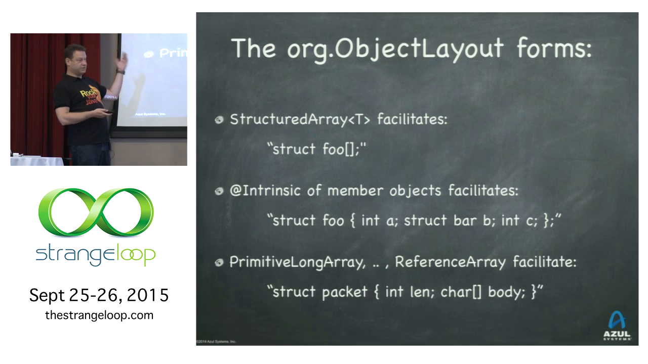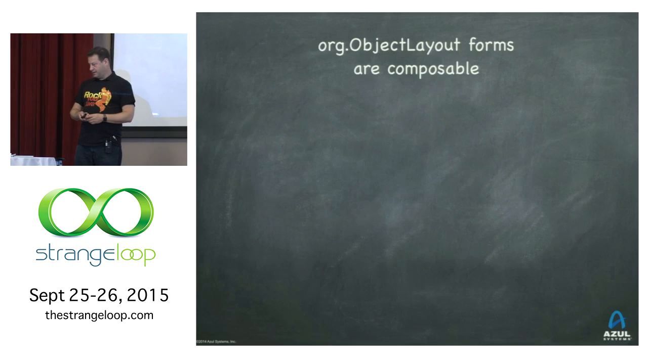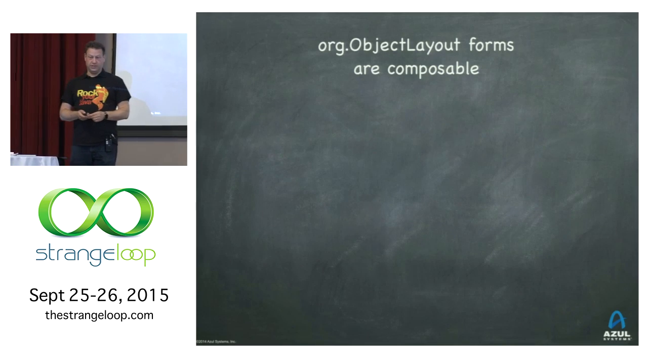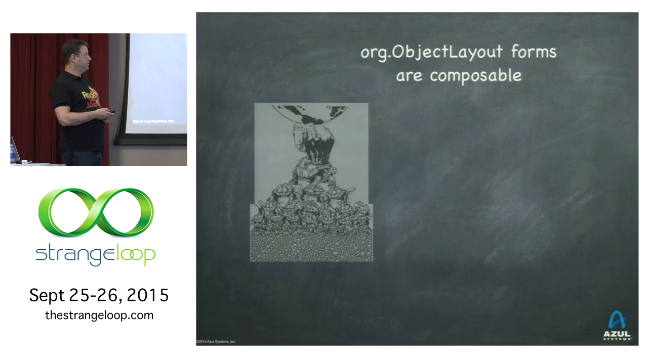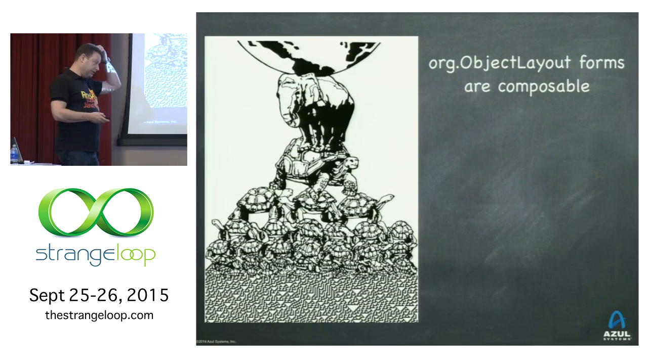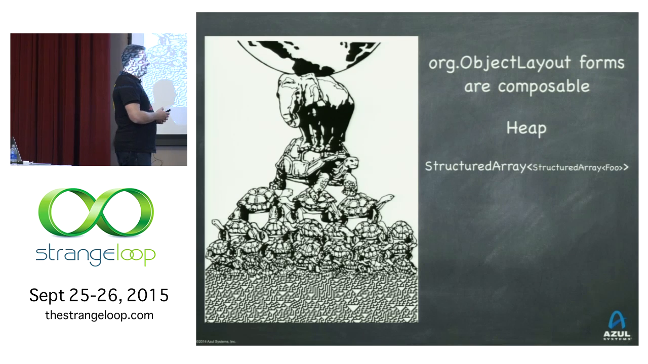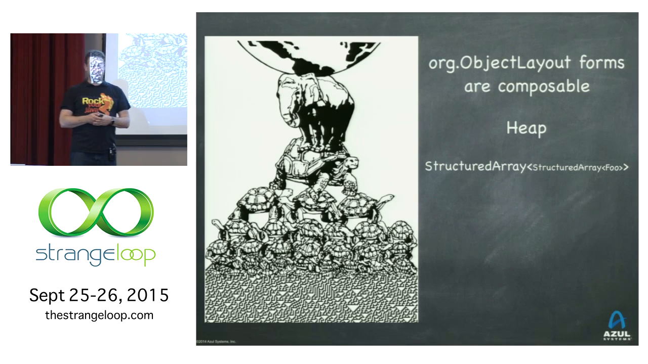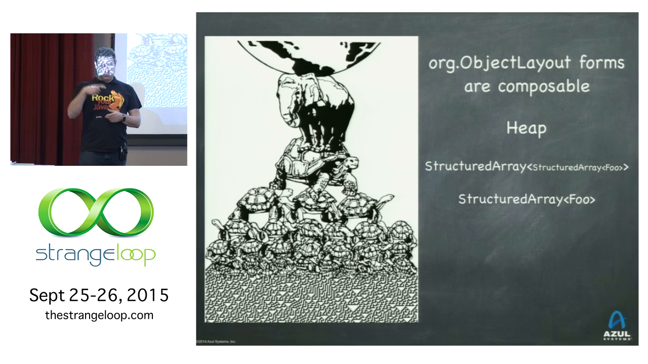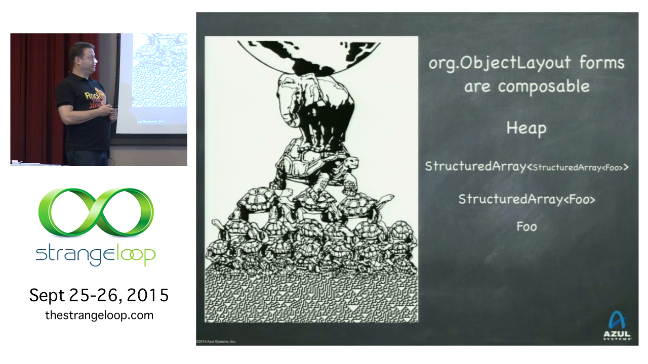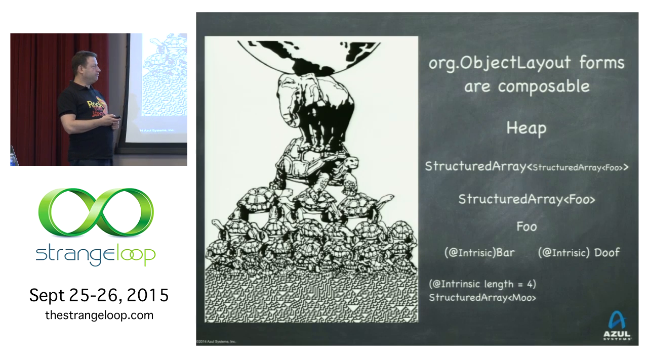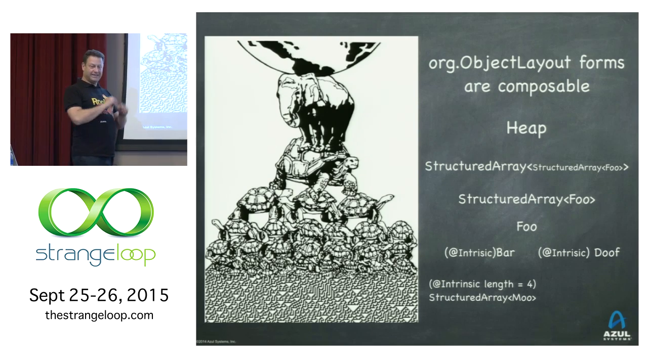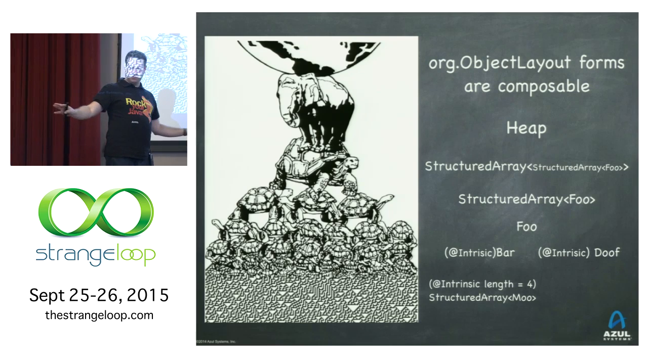Okay. We talked about the forms. These are the three forms and their parallels. These are composable together, which turns into really cool stuff we didn't think about when we started. So I like to use this picture a lot. You have the heap. In the heap, you can have a structured array of foo. Foo might have two intrinsic members, bar and doof, and bar might be a constant length structured array of moo.